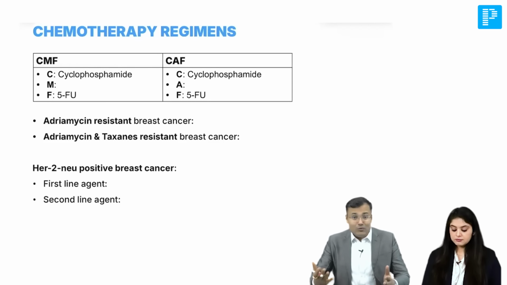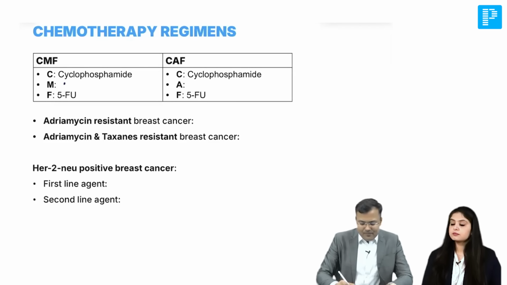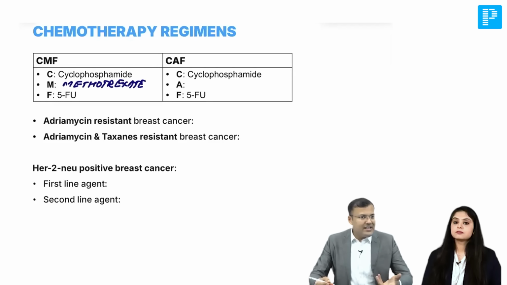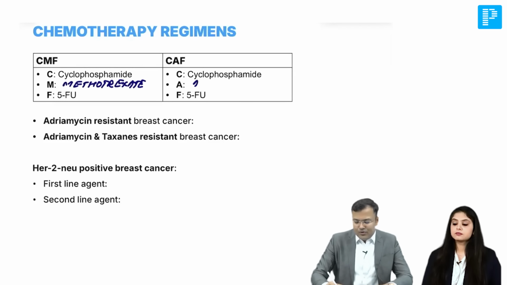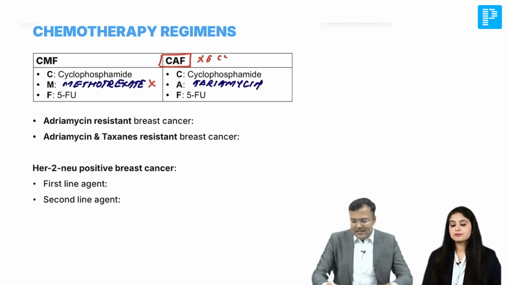We have two regimens. One is CMF and the second is CAF. What is CMF, guys? C cyclophosphamide, M methotrexate, F 5-FU. And what is CAF? Cyclophosphamide, adriamycin, 5-FU. You know that adriamycin is also known as doxorubicin, which is an anthracycline derivative. We are nowadays not using this methotrexate. So which one is preferred, guys? CAF.